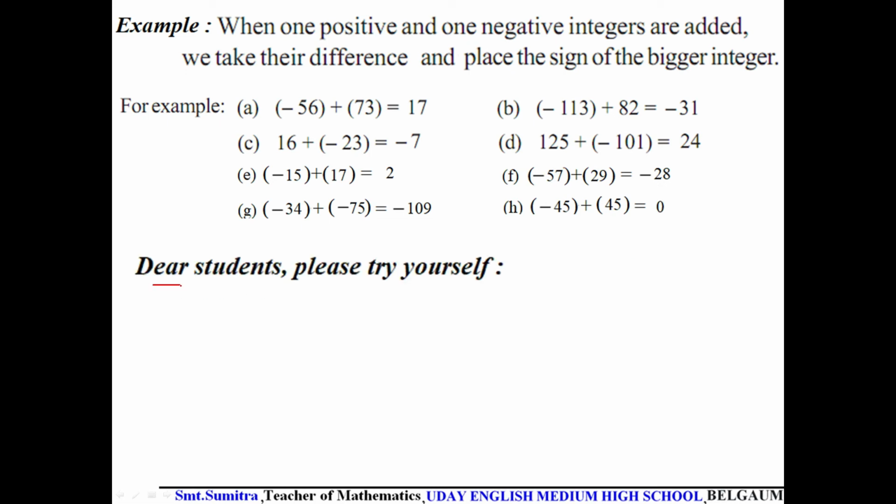Dear students, a few more examples. Try to answer yourself. Minus 21 plus 19. The bigger number is minus 21. Its sign is negative. 21 is the bigger number, its sign is minus, minus 2 is the answer. 54 plus of minus 25. The bigger number is 54, its sign is positive. The difference is 29.